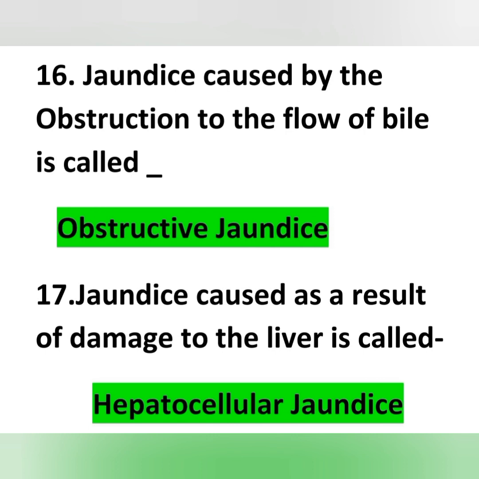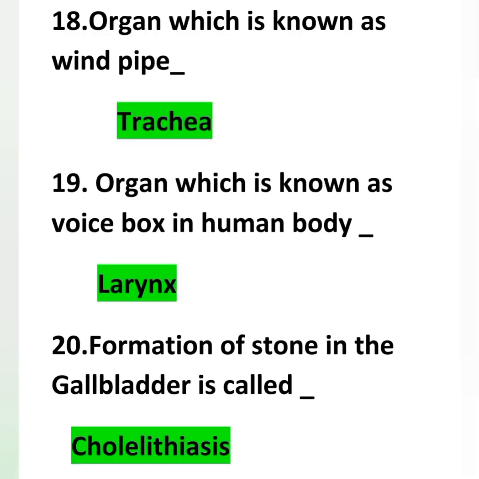And the next point, the organ which is known as the windpipe is the trachea. And the next point, the voice box in the human body is the larynx. And the next point, formation of stones in the gallbladder is known as cholelithiasis. Cholelithiasis means stone in the gallbladder. These all are important points.